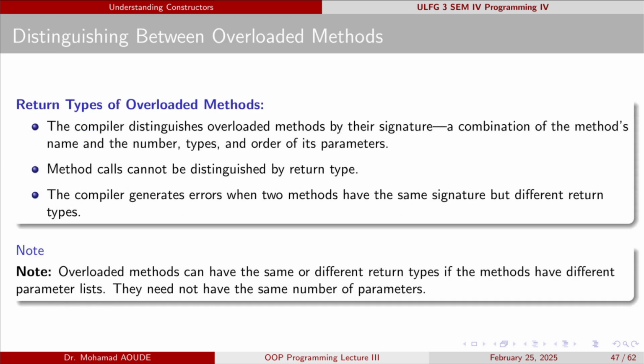Important rule: overloaded methods are distinguished by their parameter list, not by their return type. If two methods have the same name and parameter signature but different return types, C# gives a compiler error. This reinforces the idea that method signatures must be clear and unambiguous to the compiler and to humans reading the code.